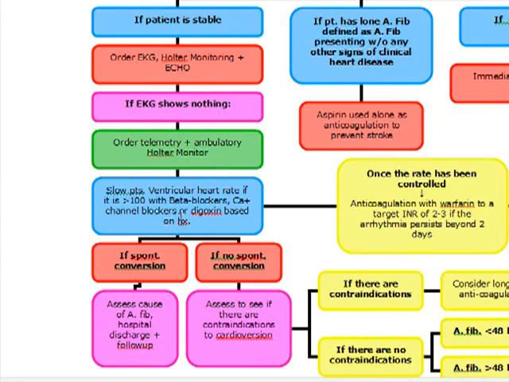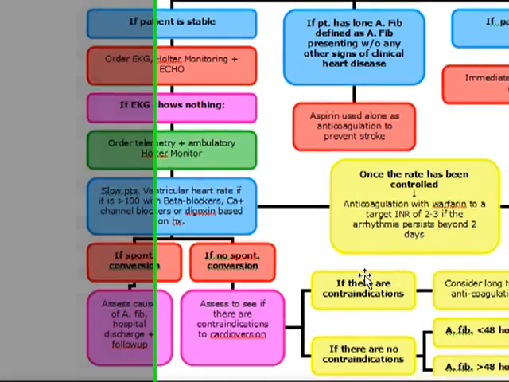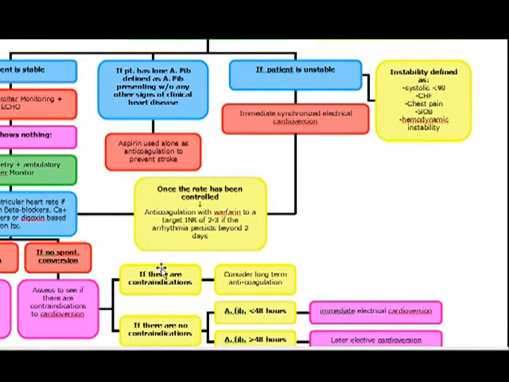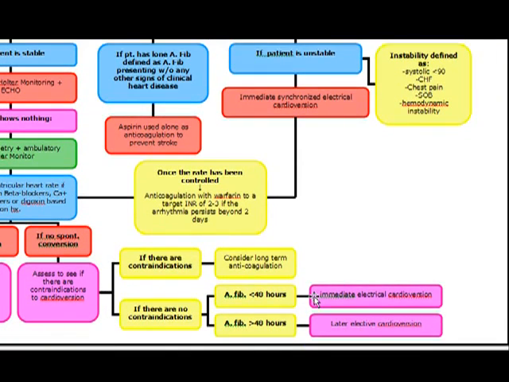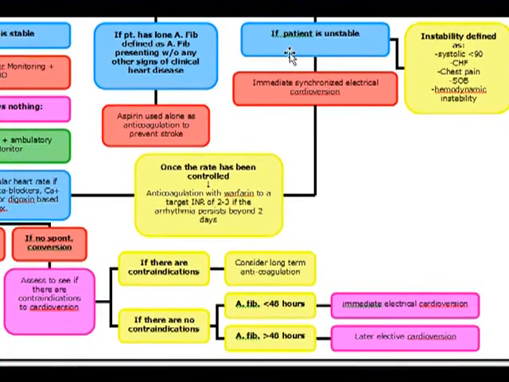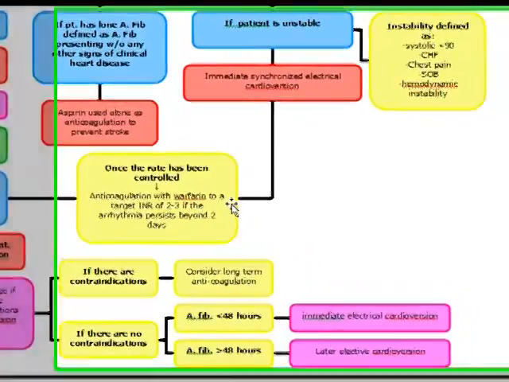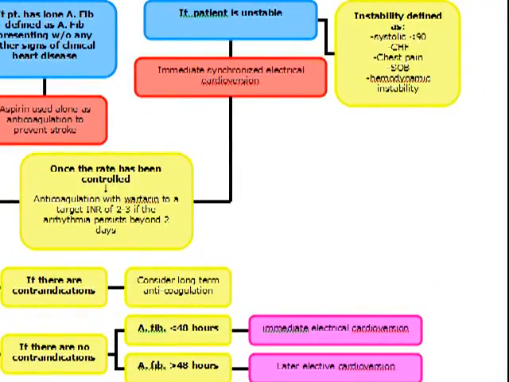But if there's no conversion still with the drugs, we're going to look at contraindications and consider anticoagulant therapy. If there are no contraindications and the AFib was over 48 hours ago, we're going to do a later elective cardioversion. But if it's within the 48-hour window period, we're going to do an immediate electrical cardioversion. And remember, both patients stable and unstable, once we've stabilized them, once the rate has been controlled, we have to anticoagulate them with warfarin to an INR of 2 to 3 if the arrhythmia persists beyond 2 days.